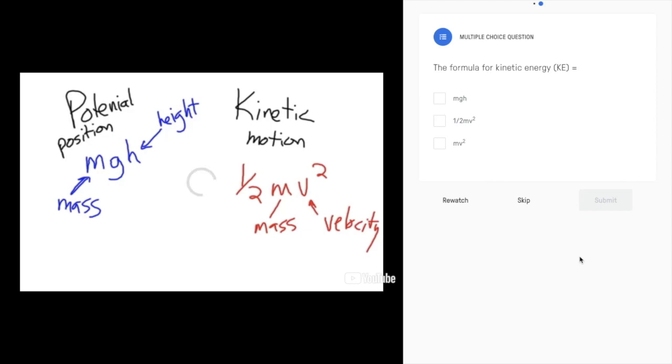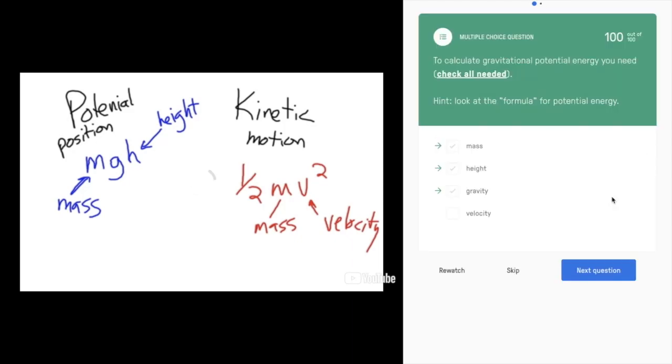Did you say 1/2 mv squared? Let me check that for you. And then let us submit. For the first question, you got it right. The formula for potential energy is mgh.